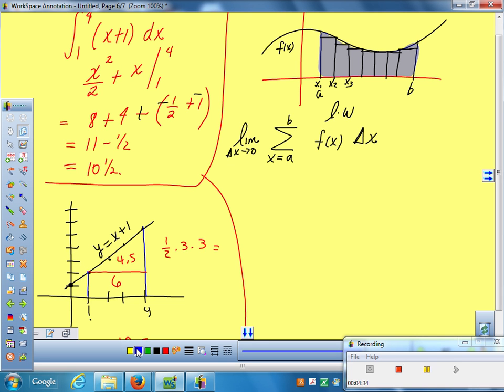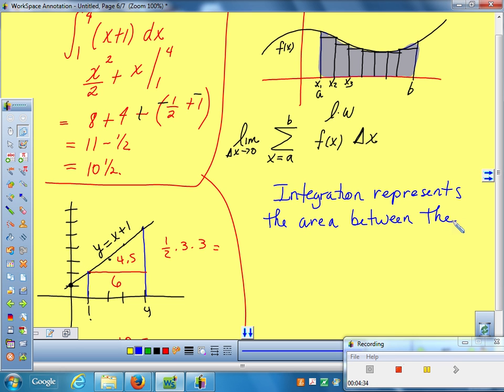So integration, I should write that out. Integration represents an area of a section. Okay, I'm writing this very general. Technically, it finds the area between the curve and the axis.